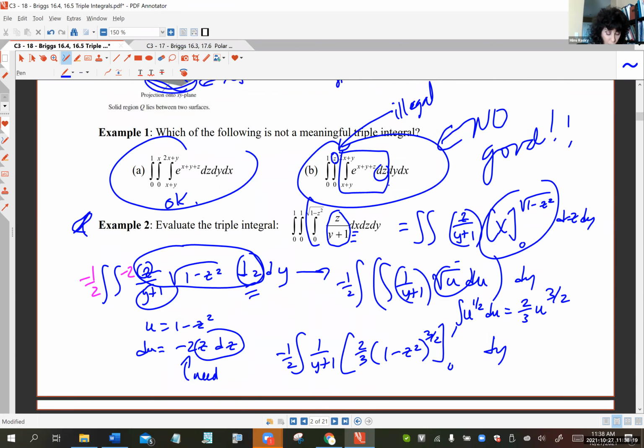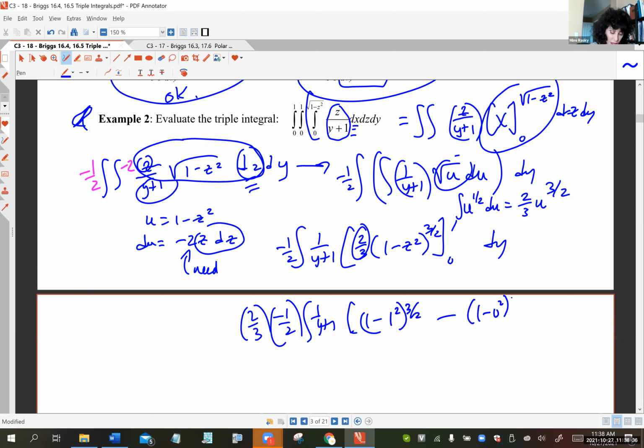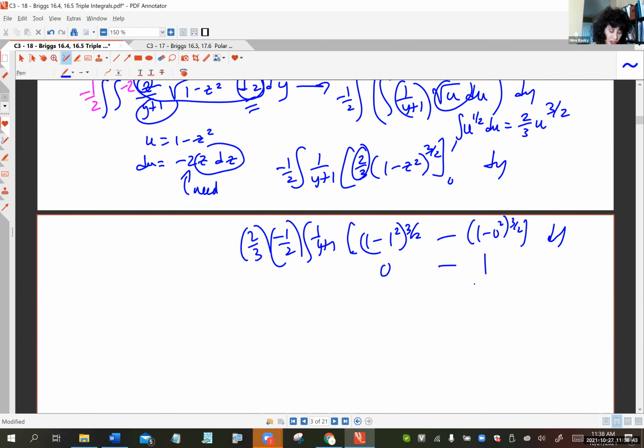Back to triple integrals. Okay, so here we are, still in the middle of figuring this whole mess out. And this 2/3, I'm going to pull it out in front because you can. And then what do we have here? We've got 1 minus 1 squared to the 3/2. That's going to be 0. Cool. And then what? So we have 0 minus 1 to the 3/2, which is just 0 minus 1, which is just -1. So you can pull that out in front.